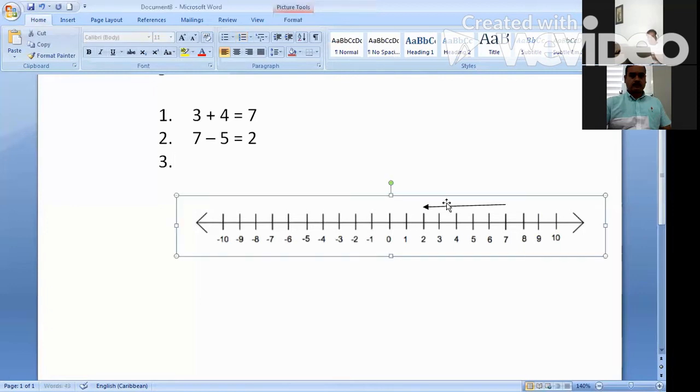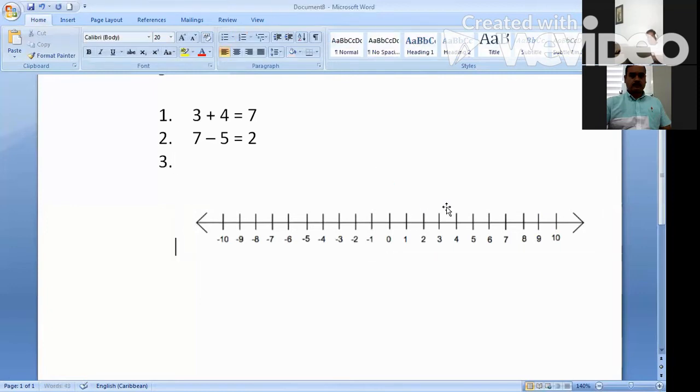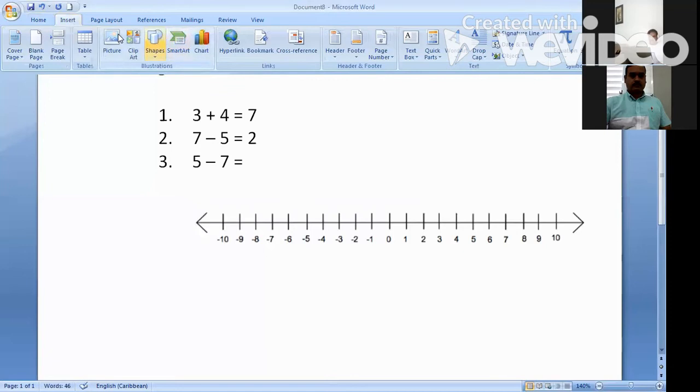All right. So let us look at some more interesting questions. What if I have 5 subtract 7? Well, check it out. So we're still going to start at 5, and we're going to go to the left. How many units to the left?